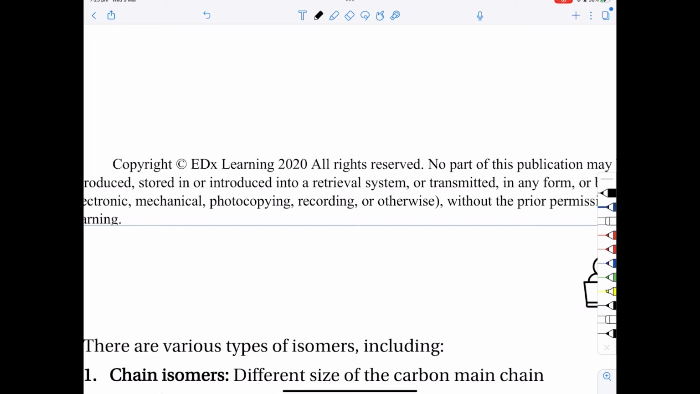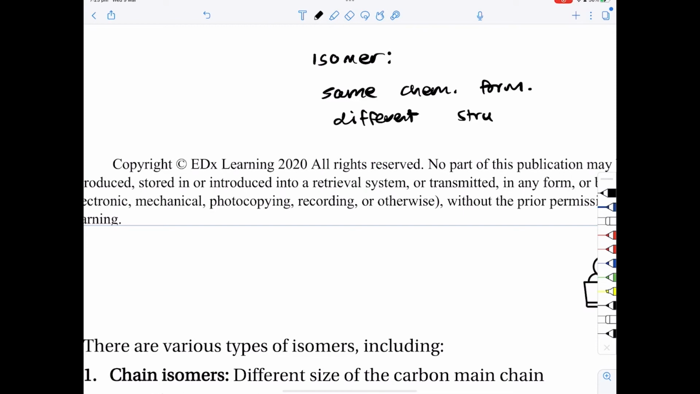Anyway, coming back to our point here, isomers are similar to allotropes, but allotropes are variants of an element. Isomers are variants of a molecule. So the way you understand this is an isomer is any compound that has the same chemical formula, but different structural formula. That's it. That is what an isomer is. The definition's easy. The hard part is identifying all the different isomers of a molecule.